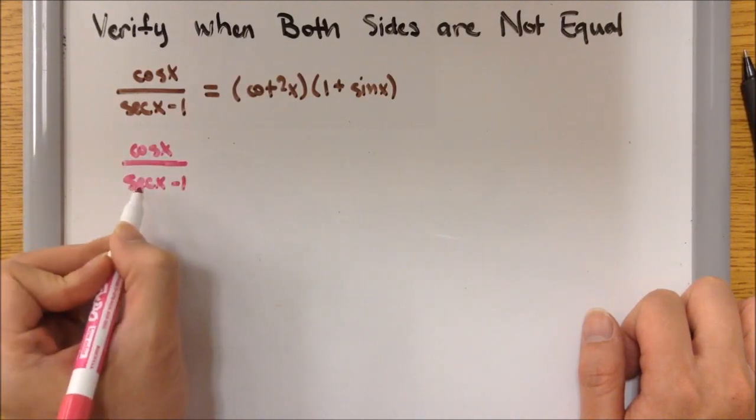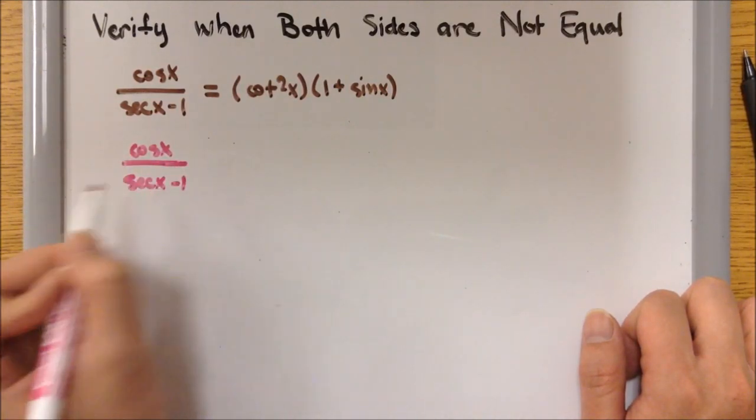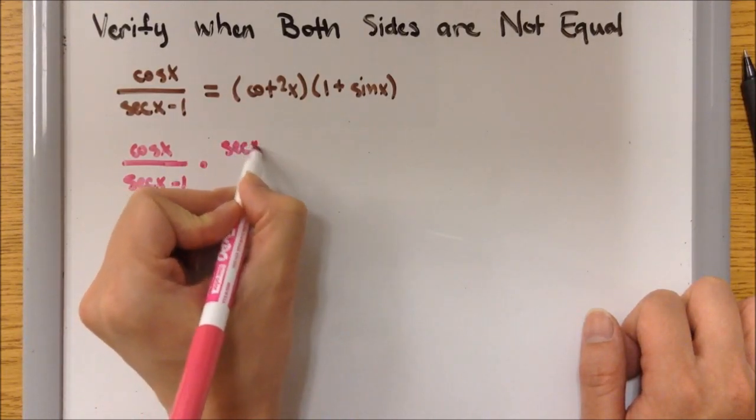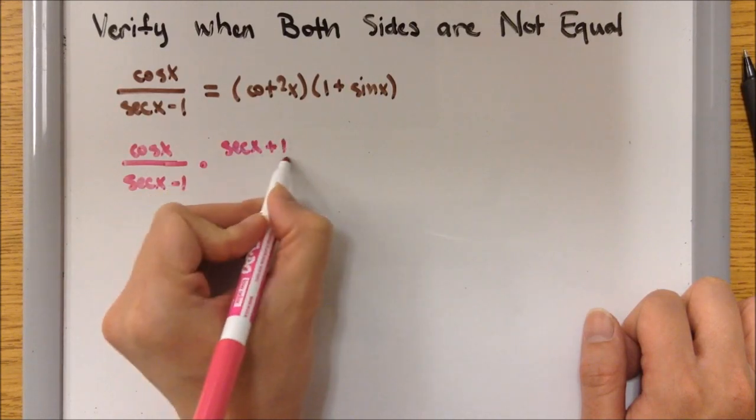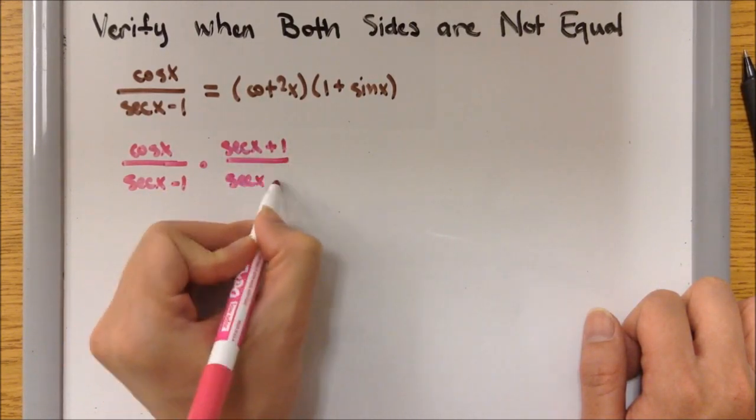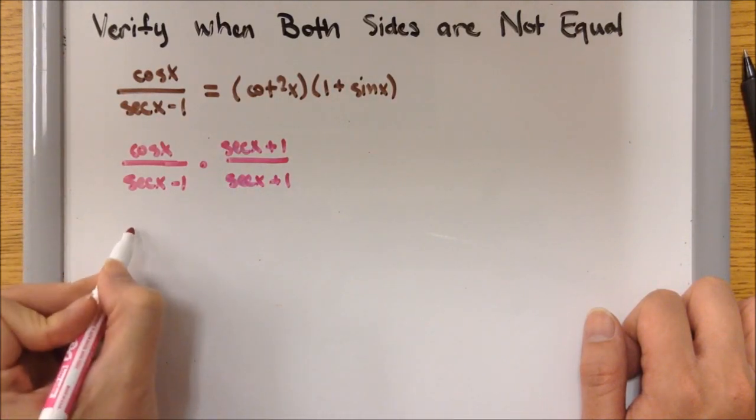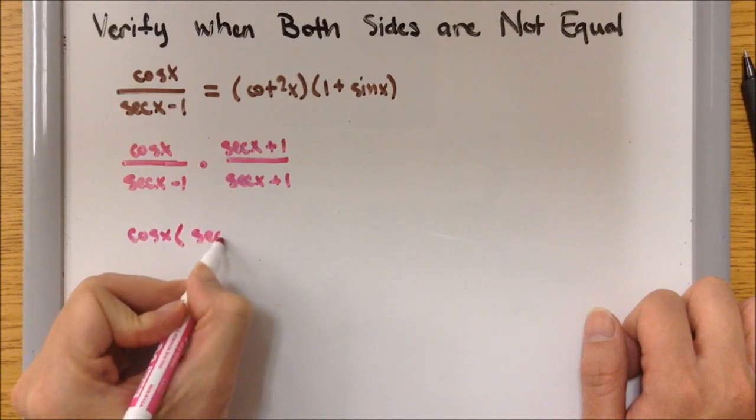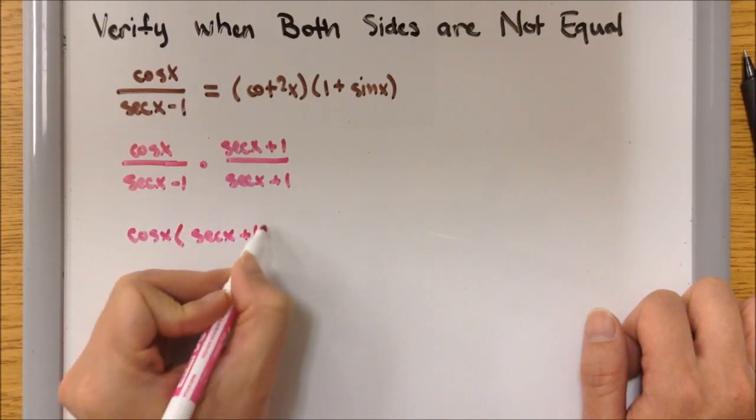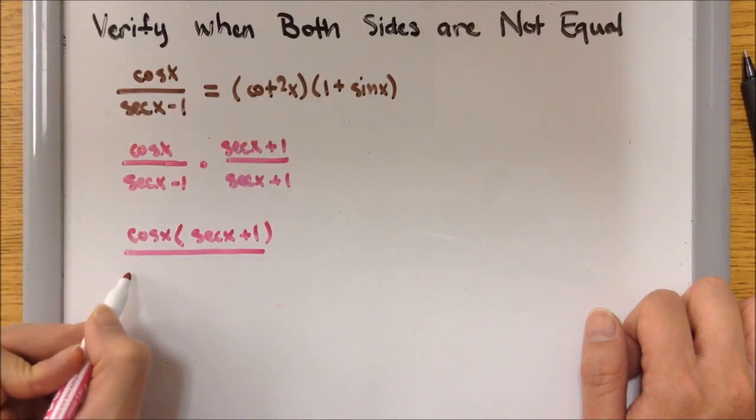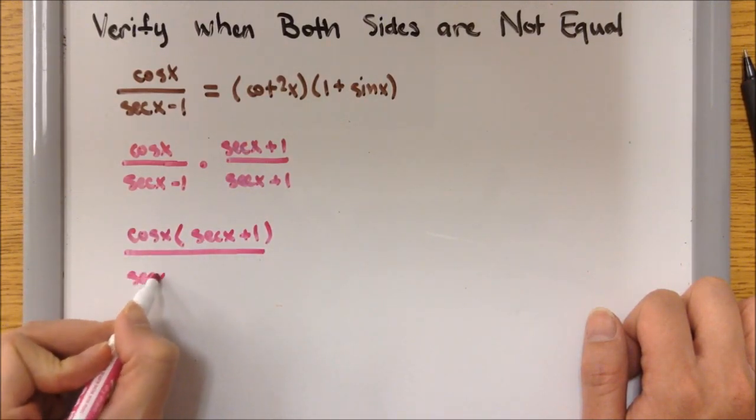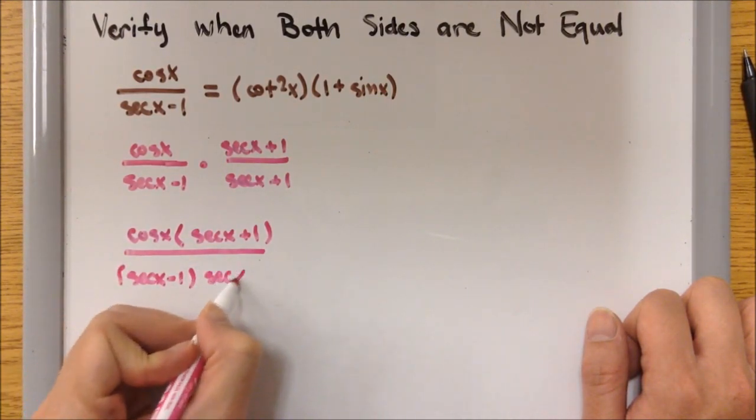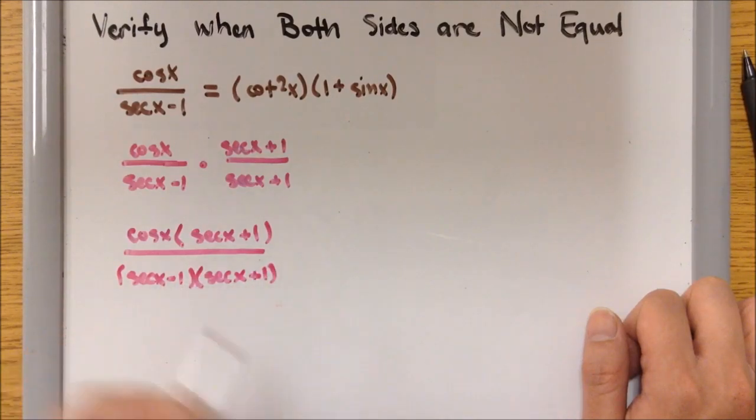So whenever we have a fraction with a denominator of secant x minus 1, what I'm going to do is multiply by the conjugate, secant of x plus 1. So on the top, we have cosine x times secant x plus 1 over secant of x minus 1 in parentheses times secant of x plus 1 also in parentheses.